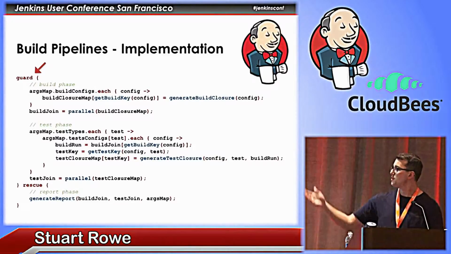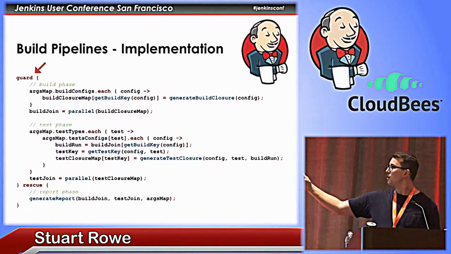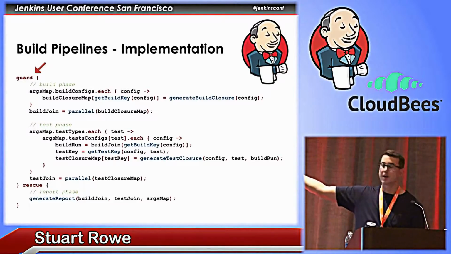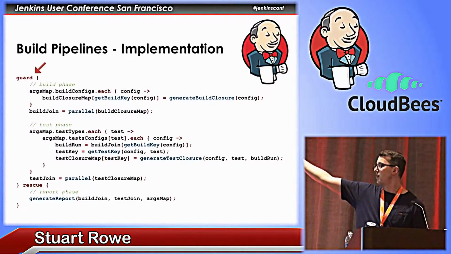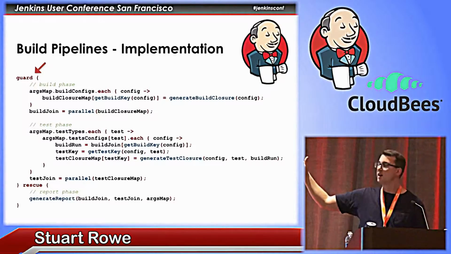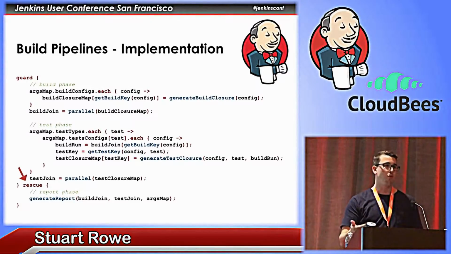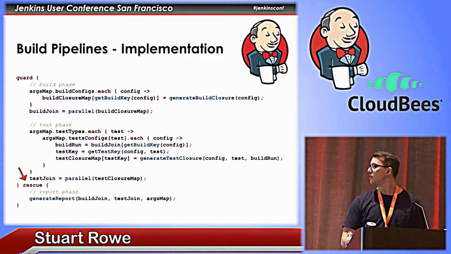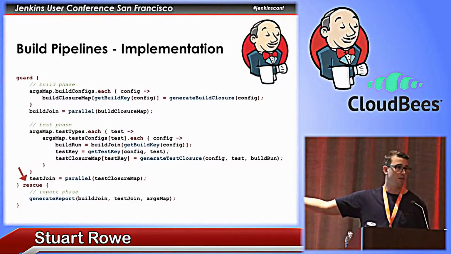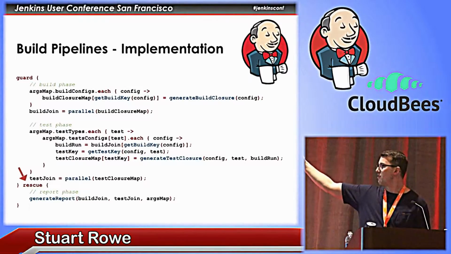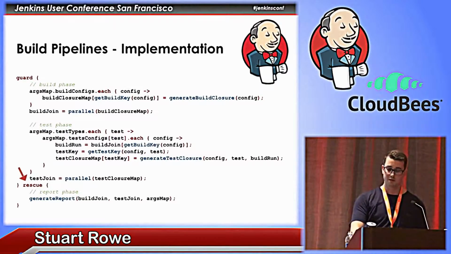If anything fails during the build or test phases, we include that in a guard section provided by the Flow DSL, which works just like a try-catch block. So if any of our builds fail, we're going to assume that we don't want to continue testing, and we're going to jump down to our rescue block, where we can generate a report still to show which build step failed. And this also acts like a finally block where we can execute after, even if both the build and test phases complete successfully.